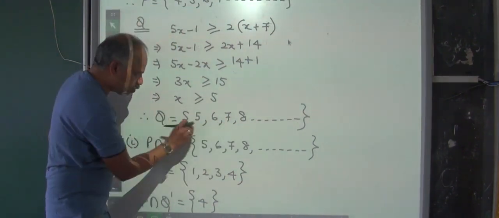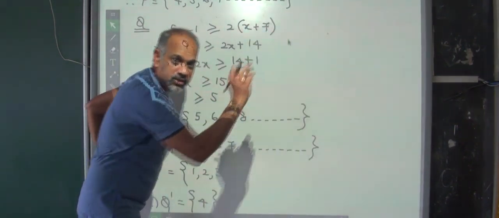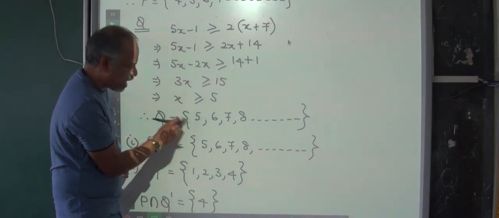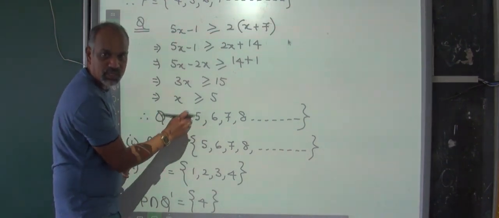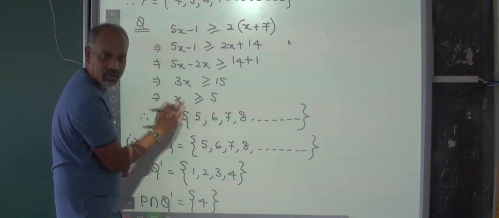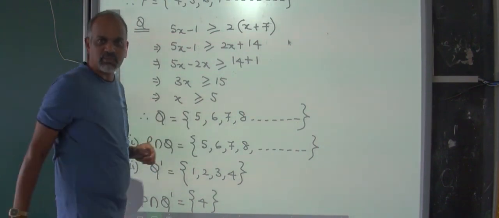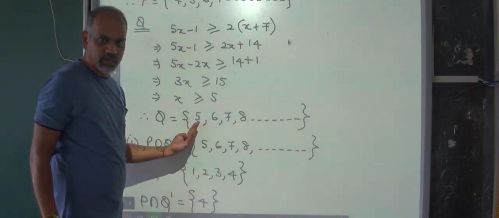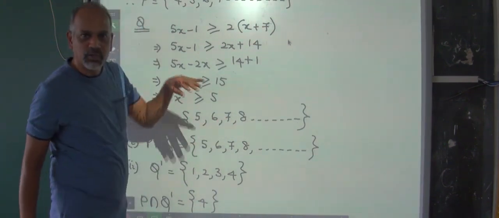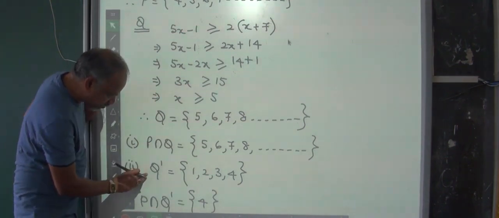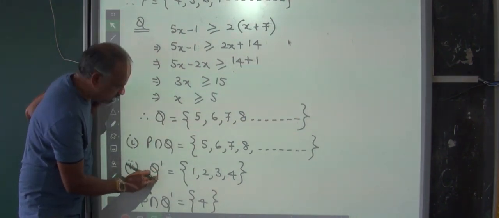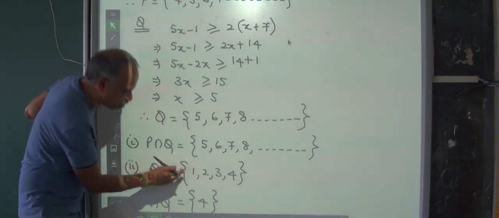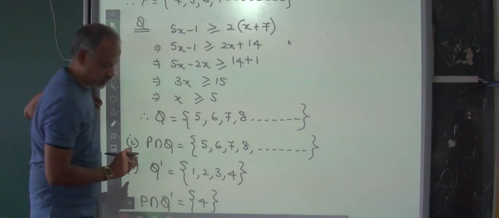Okay. In Q you have 5, 6, 7, 8 up to infinity. So elements which are not here, which are natural numbers, are 1, 2, 3 and 4. Which are not here because it belongs to natural numbers. Natural numbers start from 1. 1, 2, 3, 4 are not here. Okay. Those belong to Q dash. So first thing is I found Q dash. Q dash are those elements which are not in Q. So that gives you 1, 2, 3 and 4.